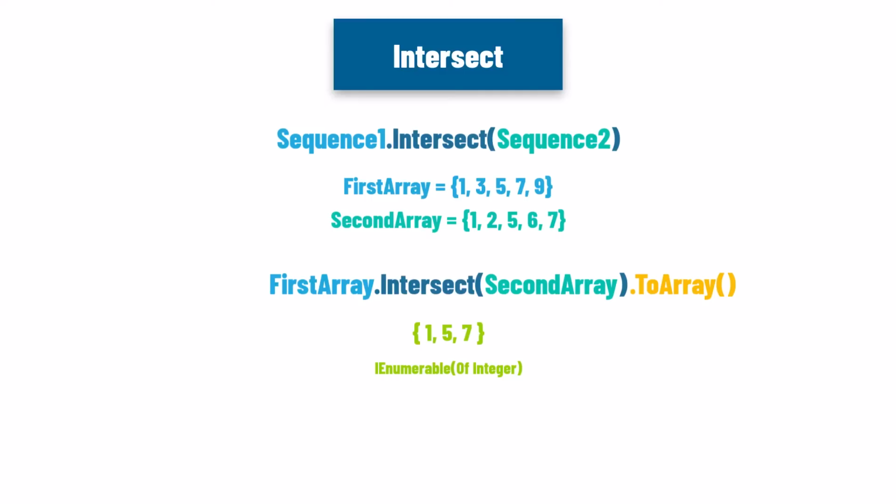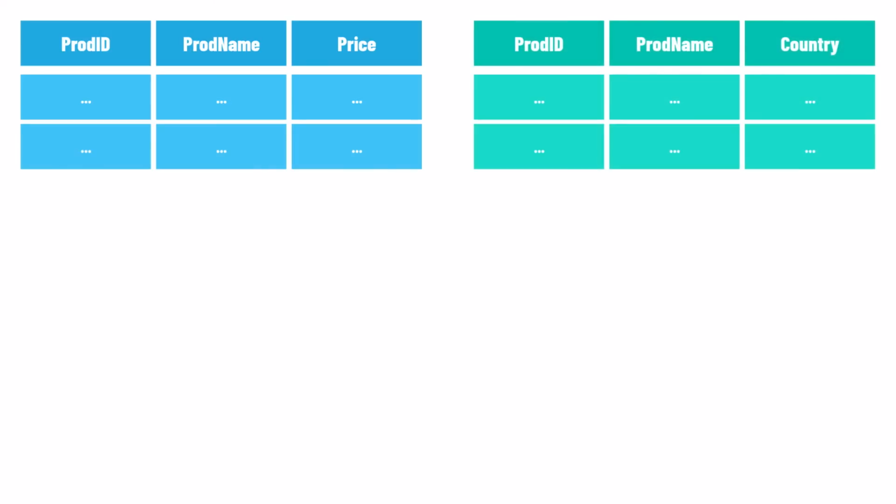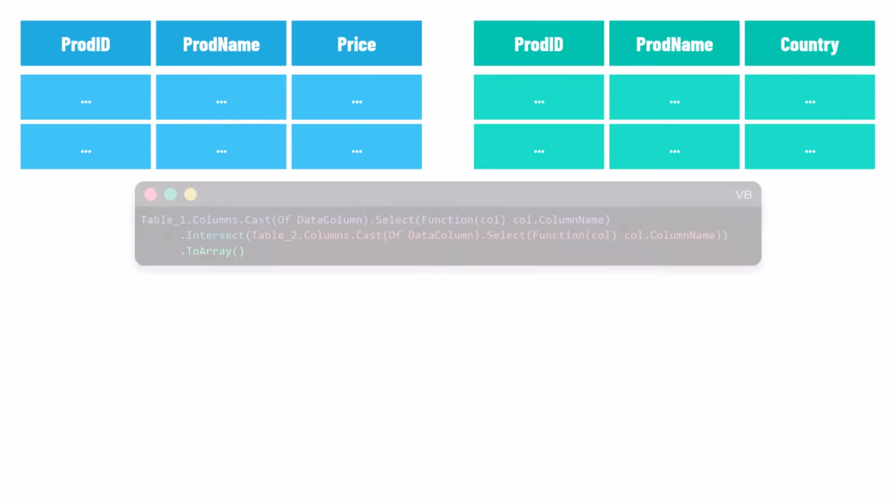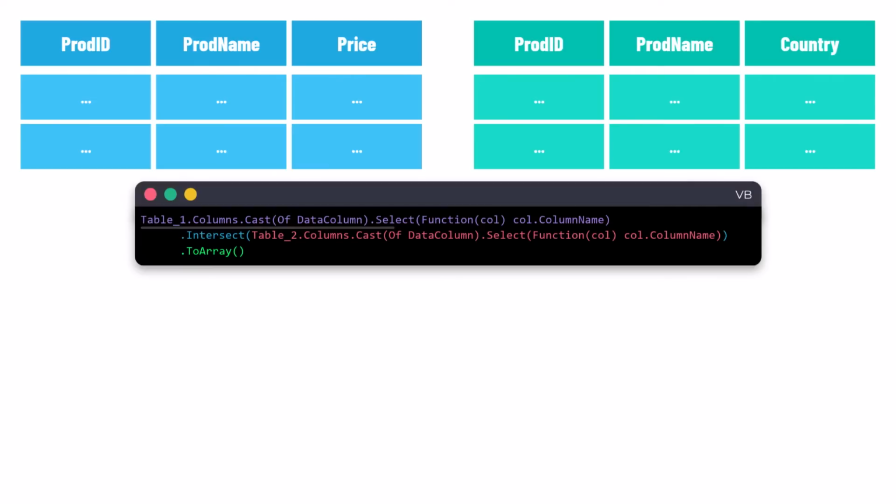Let's take another example about data tables. Suppose we have these two tables, which contain different columns and rows. Our goal is to get the common columns between both tables. The result should be an array of string, that contains the column names, which are available in both tables. Here's the query to do that. The first sequence is the column names of the first table. Here we first retrieve the columns, cast them to DataColumn type, then we read the ColumnName, which is a property of DataColumn type.